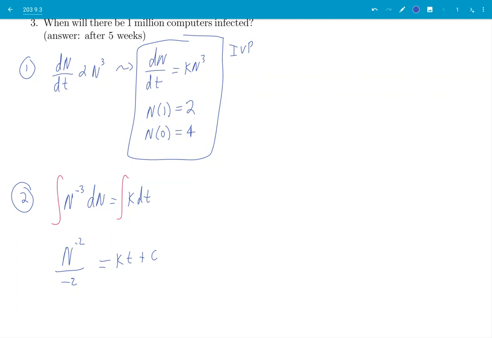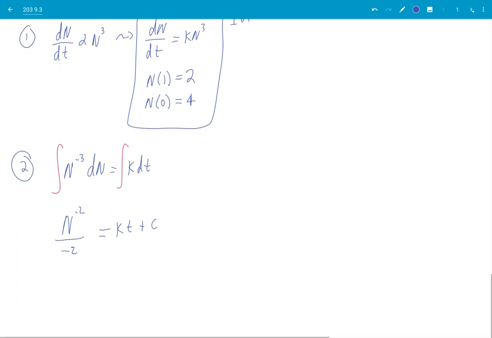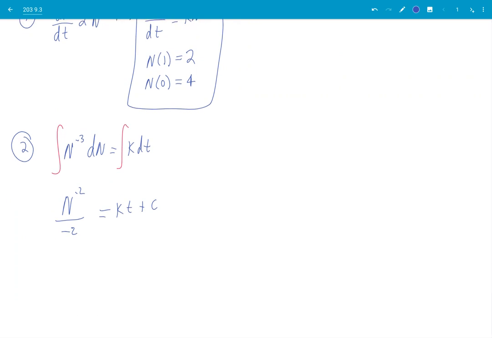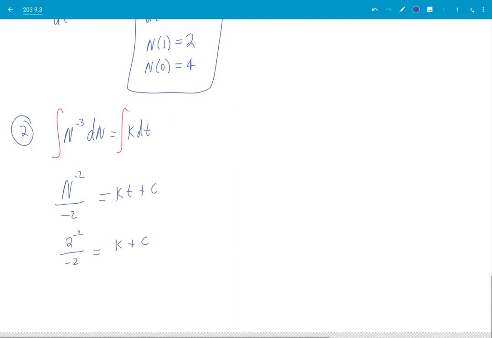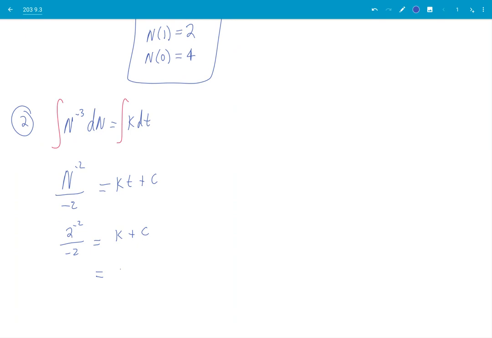Now, using my initial conditions, these two values, I write down 2 equations. So 2 to the negative 2 over negative 2 is equal to, this is when t is 1, so k plus c. That's using this equation. And then when time is 0, let's give ourselves some more space here. When time is 0, we get 4 to the negative 2 over negative 2 plus c.